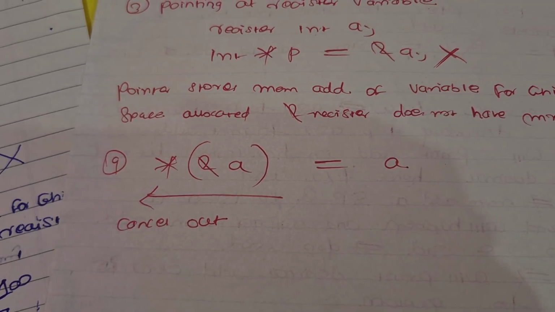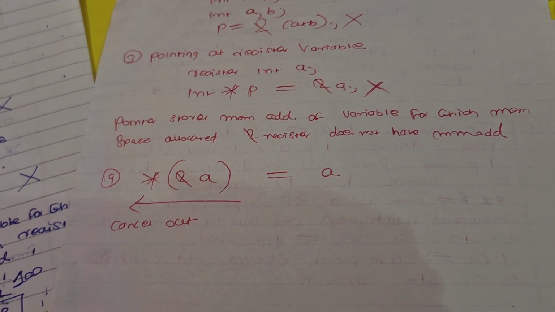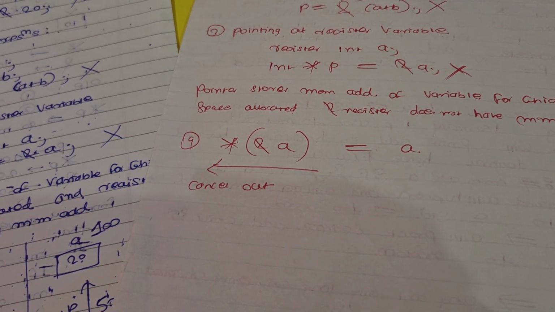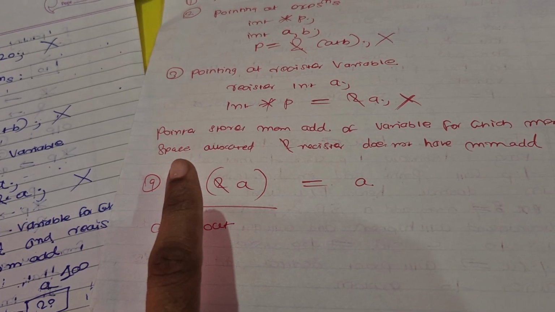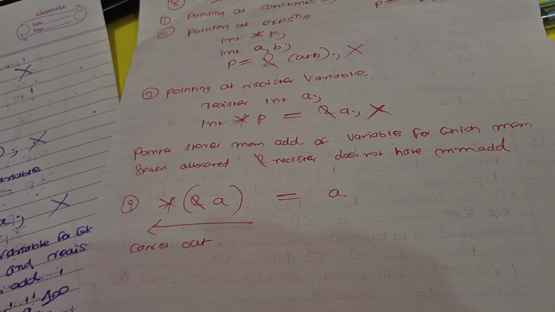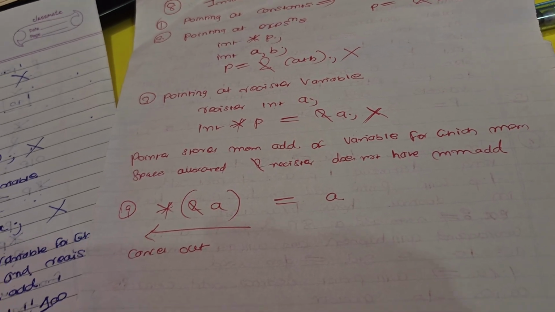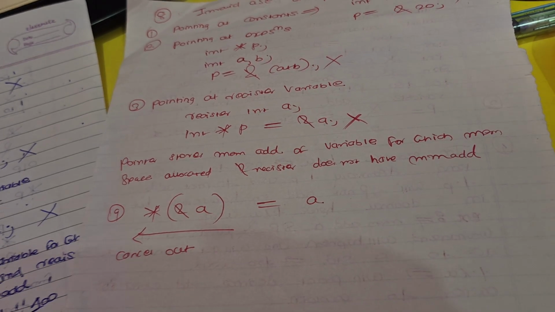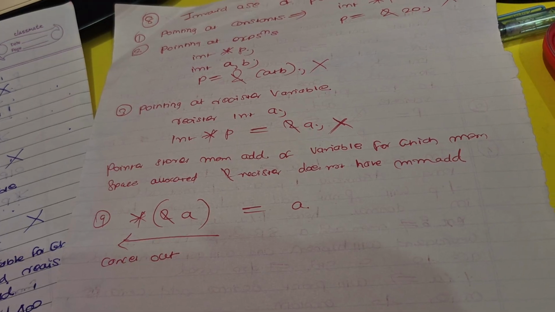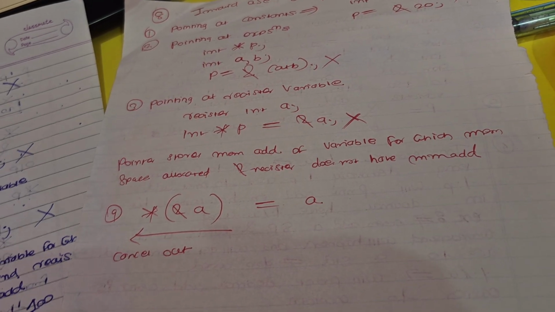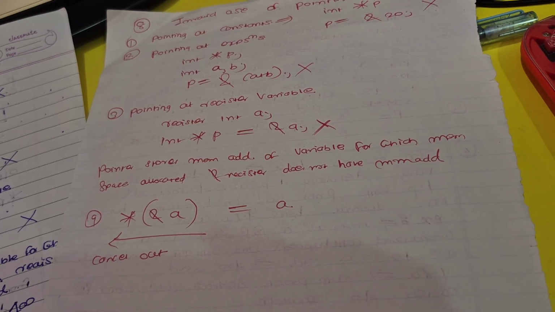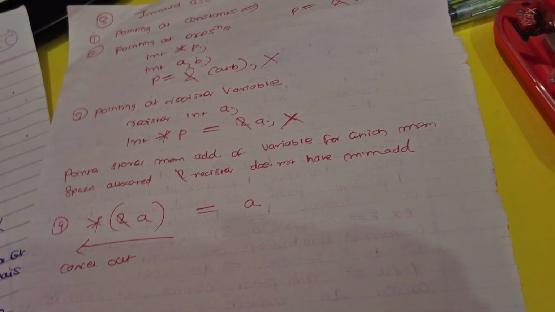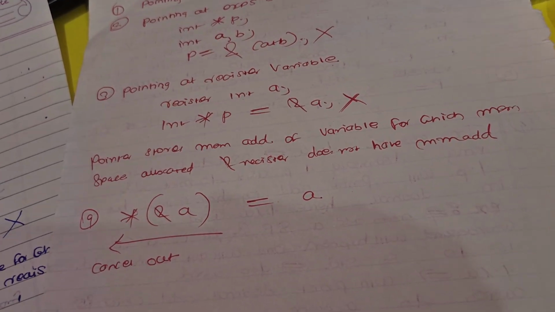So this is the conclusion: when you have both star and ampersand, the associativity is from right to left. If you solve it, first you go inside, you are going to the address and there you are accessing the value, so it would be a only, so both cancel each other, and it's equivalent to a. So that's the meaning of this. If you ever see both operators together, it's equivalent to the value of a. So if you solve it also, you'll get a only. I think that's it for pointer part 1.